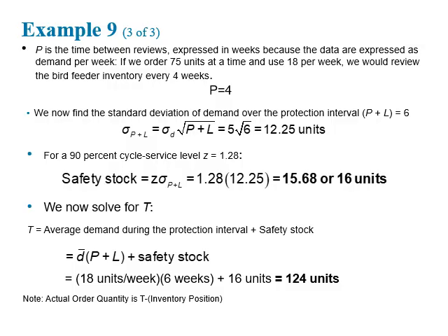So the target inventory level is what we expect to use during the 6-week protection interval, plus safety stock. So we're using 18 units a week. In 6 weeks, we expect to use 6 times 18, or 108 units. Safety stock is 16 units, so our target inventory level is 124 units. So that's how much we want to have as our inventory position the moment that we've placed our order.